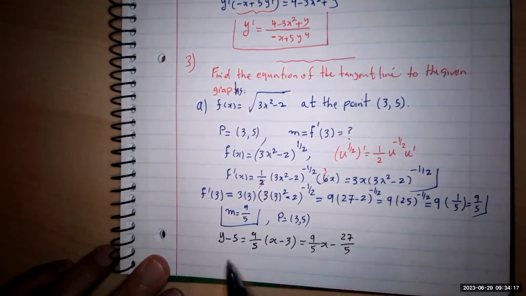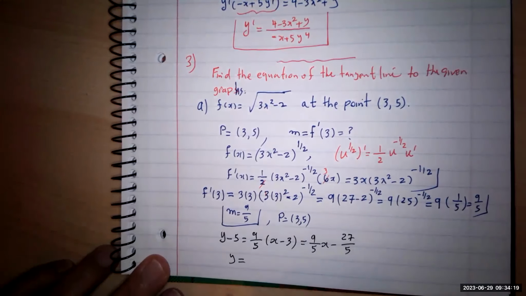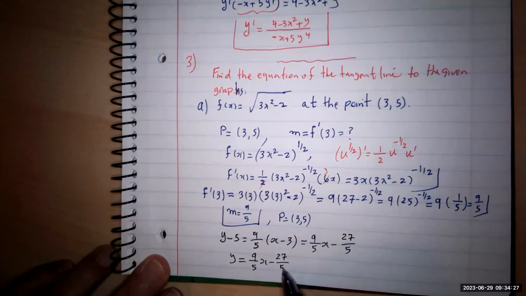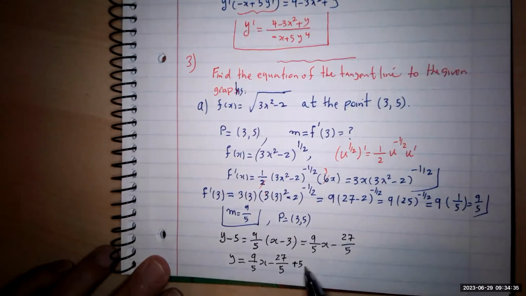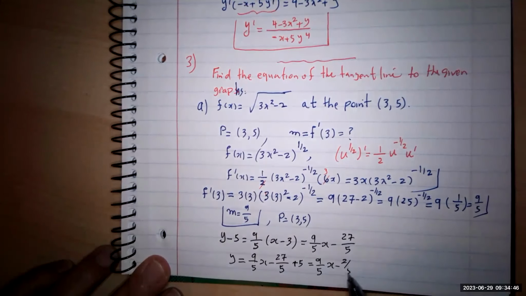Move the 5 to the other side. So y equal to 9/5 of x minus 27/5 plus 5. So it's going to be 27 minus 25, negative 2/5. So it's going to be 9/5, okay? And this is going to be 9/5 x minus 2/5.